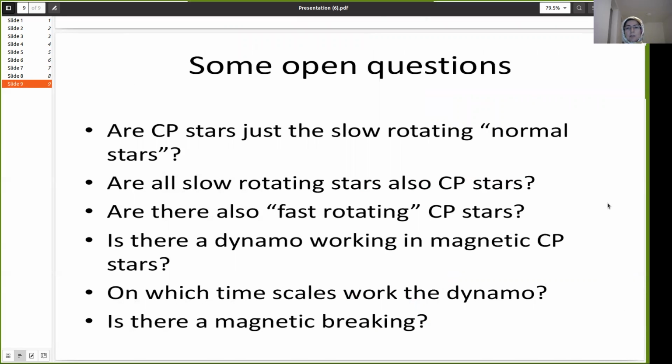And at last, we have some open questions. The first one is, are CP stars just slowly rotating normal stars? The second is, are all slowly rotating stars also CP stars? Or are there also fast rotating CP stars? And is there a dynamo working in magnetic CP stars? And on which time scales does the dynamo work? And the last one is, is there magnetic braking or not?